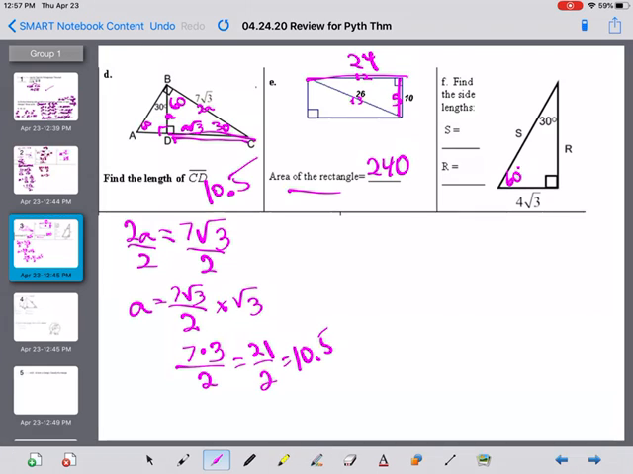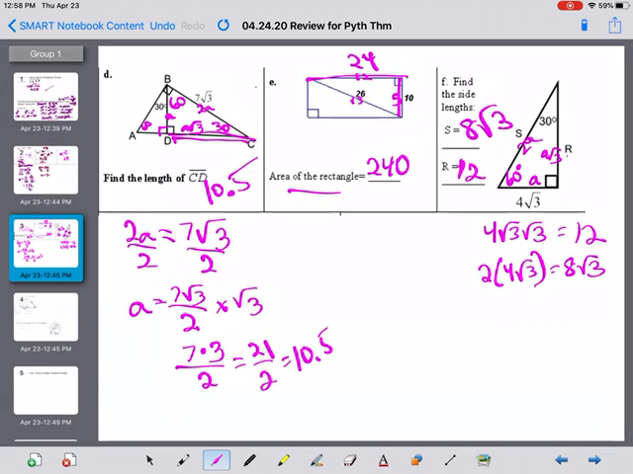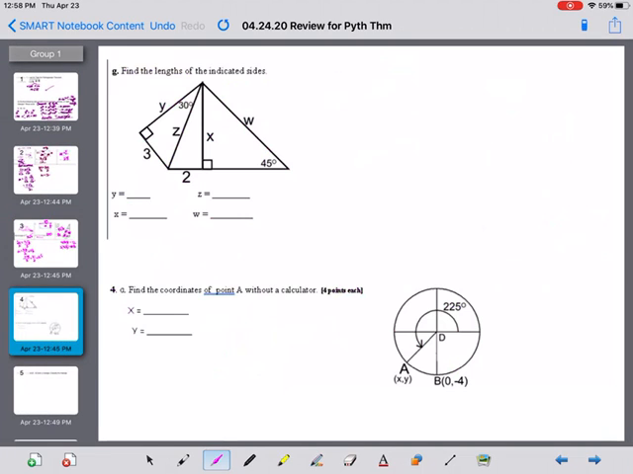F, find the side lengths. So 30, 60, 90. So label a radical 3, 2a. All right, so a is 4 radical 3. So then the r will be 4 radical 3 times radical 3, 12. And s will just be 2 times 4 radical 3. 4 times 2 is 8 times radical 3. Very good.